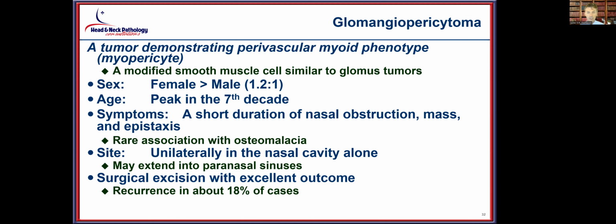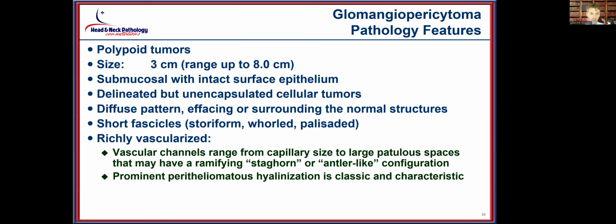So this is a tumor that demonstrates perivascular myoid phenotype, much more common in the older decades of life. Usually there is a unilateral nasal mass, and recurrence is seen in about 18% of patients. It tends to be unencapsulated and below an intact surface epithelium with a Grenz zone of separation. And then this diffuse pattern that will efface the adjacent structures, sometimes surrounding them, but generally effacing them, with a storiform, whorled or palisaded architectural appearance and a very richly vascularized appearance.